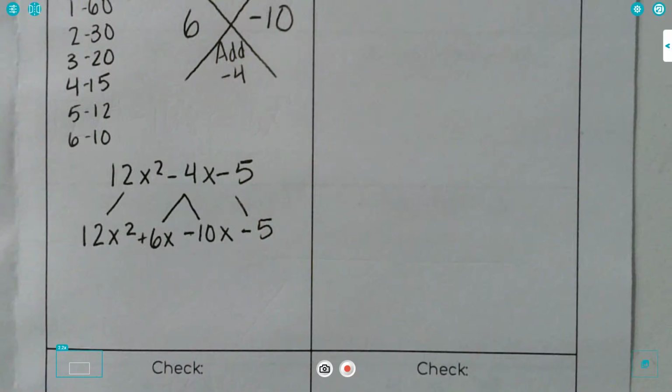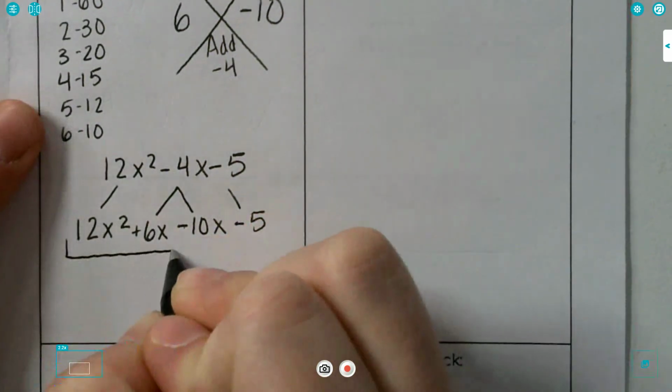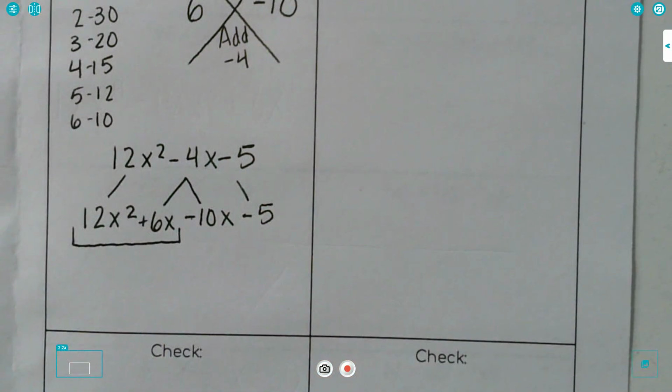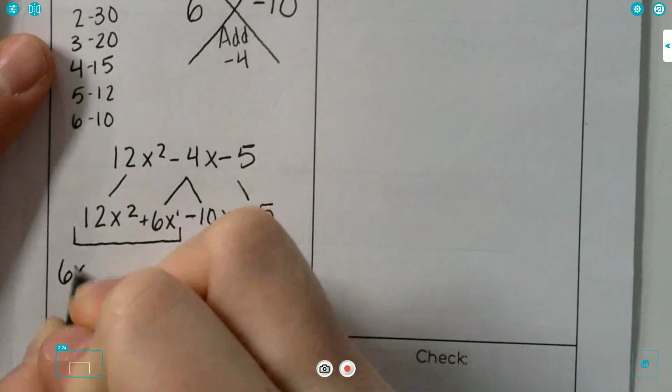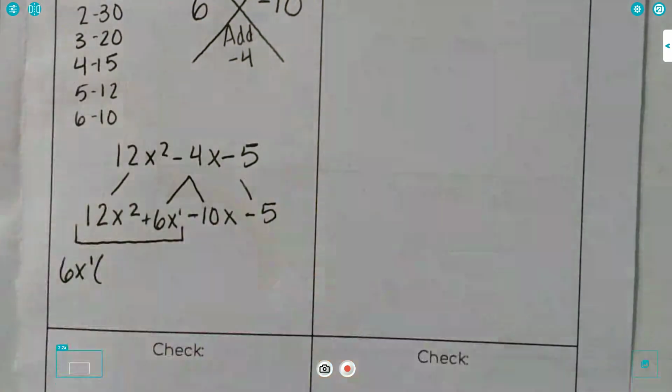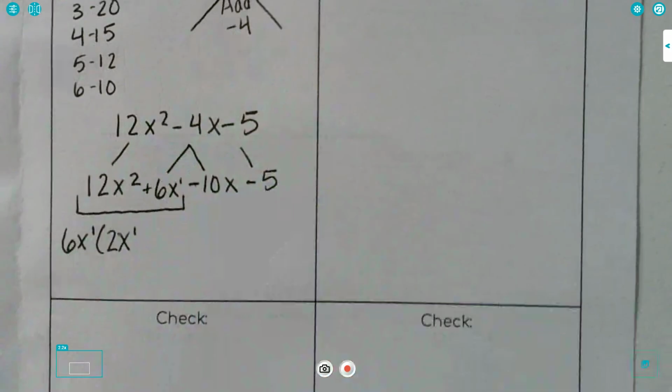Okay, the reason why we split up is because we now can do grouping. So, out of 12x squared and 6x, what can I divide 12 and 6 both by? That is a common factor. 6 is the greatest common factor. So we've got 6, and then we can also pull out just one x, so I've got 6x to the first here. 12 divided by 6 is 2. x squared divided by x to the first leaves x to the first. So I've got 2x to the first.